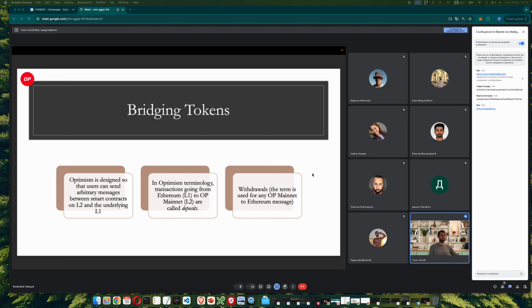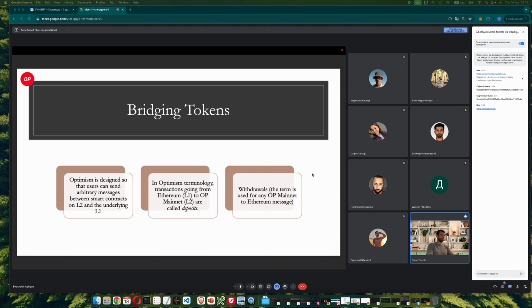Another critical part, which is part of the protocol, is bridging tokens, the Optimism bridge. The idea is that the bridge allows you to move funds from layer 1 to layer 2 and vice versa. In order to do that, there is a set of smart contracts that are listening for events and messages that are happening on layer 1, and then the Optimism nodes on layer 2 do the corresponding operation. And yeah, we have the other way around.